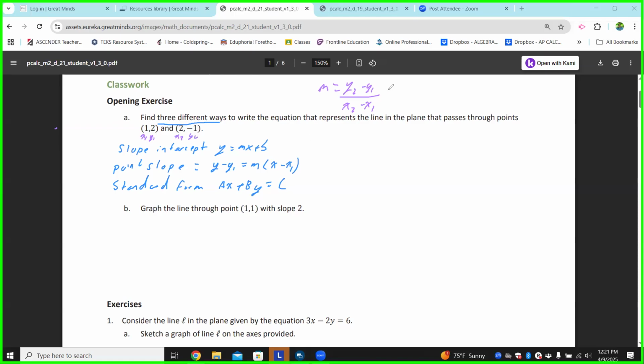Once you have that, just simply plug it in. So it's going to be -1 minus 2 over 2 minus 1. What's -1 minus 2? -3. 2 minus 1, 1. So what's -3 divided by 1? -3. You now have your slope.